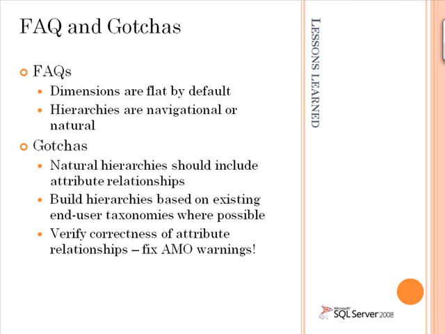Under the gotchas, natural hierarchies should include defined attribute relationships. The reason for this is improvement in processing and query times. When we're in the browser, we'll see how this works. Another gotcha is to build hierarchies based on existing end-user taxonomies or naming strategies where possible. This really improves usability. The other gotcha is to pay attention to any AMO warnings, which are indicated by blue squiggly lines. These should be fixed so that your cube performs in the best fashion when you load it with data. Now we'll go to the screencast.